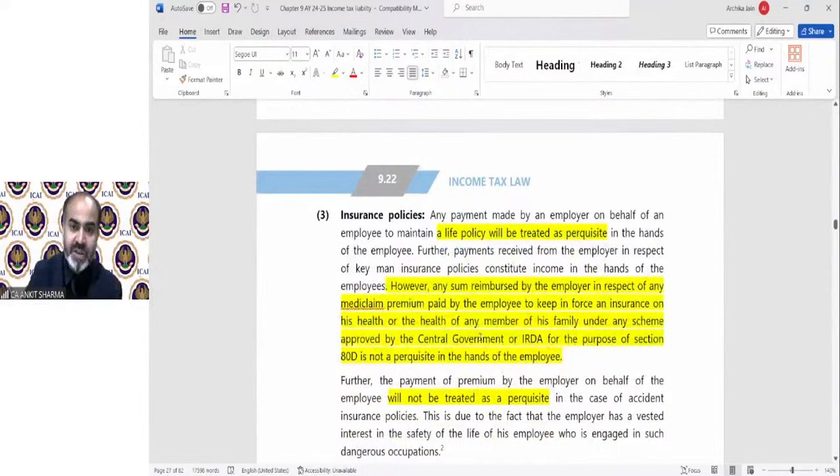Insurance policy, if it's a life insurance policy, that is going to be a perquisite. If it's a health insurance policy, medical insurance policy, that is going to be exempted. So if your employer asks you whether you want me to pay your life insurance policy premium or your health insurance policy premium, what will you say? You will say, please pay my health insurance premium. That will exempt it under the head salary.